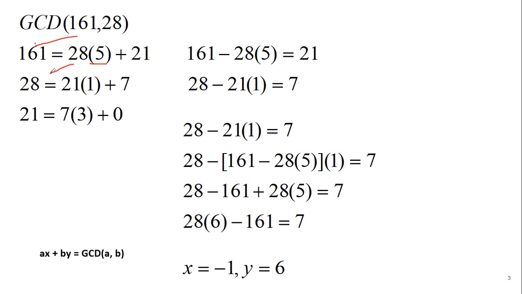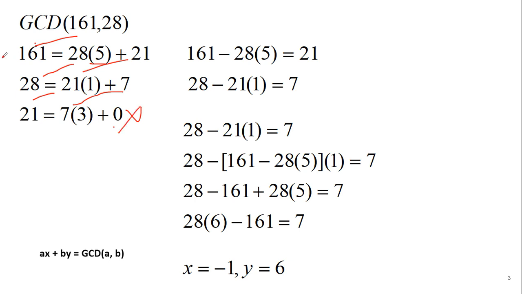Then next, 28 comes here and 21 comes here. 28 is equal to 21 into 1 plus 7. Next, 21 will come here and 7 will come here. Therefore 21 is equal to 7 into 3 plus 0. Now we have to calculate the coefficients. So here we are not taking the final equation in which one of the values is 0. So we skip this equation.